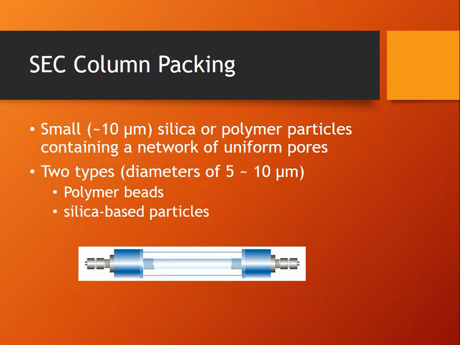Size exclusion chromatography column packing is small, equivalent to 10 micrometer silica or polymer particles containing a network of uniform pores. There are two types, with a diameter of 5 to 10 microns: polymer beads and silica-based particles. It will be like this.